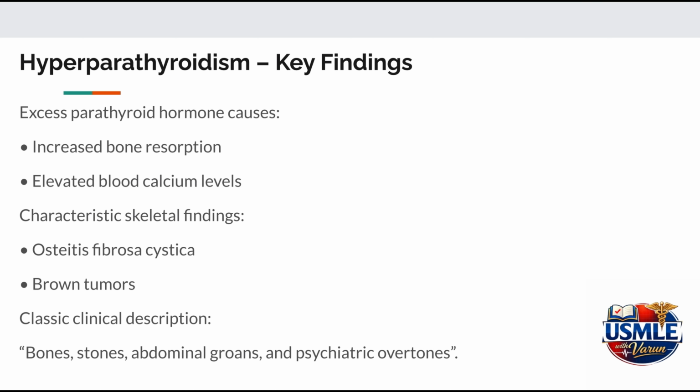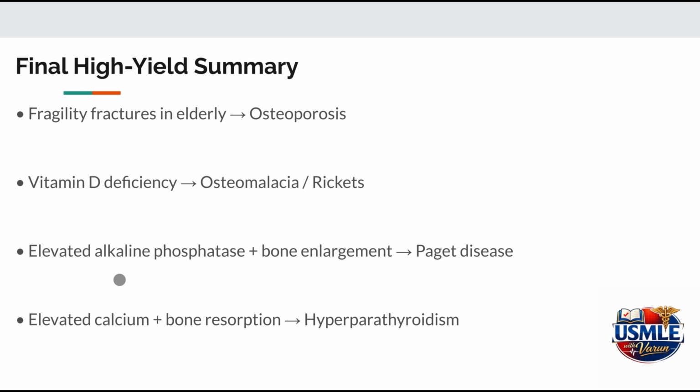Clinically, hyperparathyroidism is often remembered by a quite popular phrase: bones, stones, abdominal groans, and psychiatric overtones. Bones are involved. Stones, renal stones, are a possibility. Abdominal groans and psychiatric overtones, neurological and psychiatric deficits are a possibility.